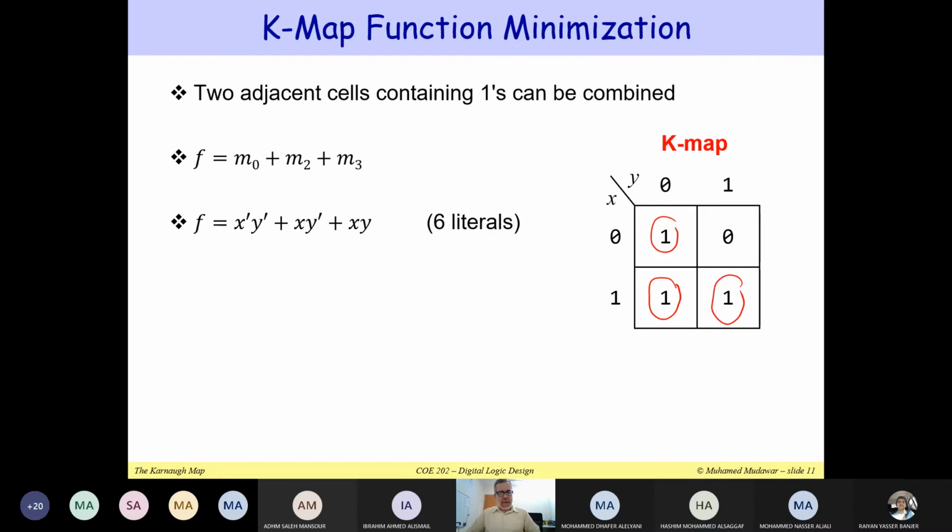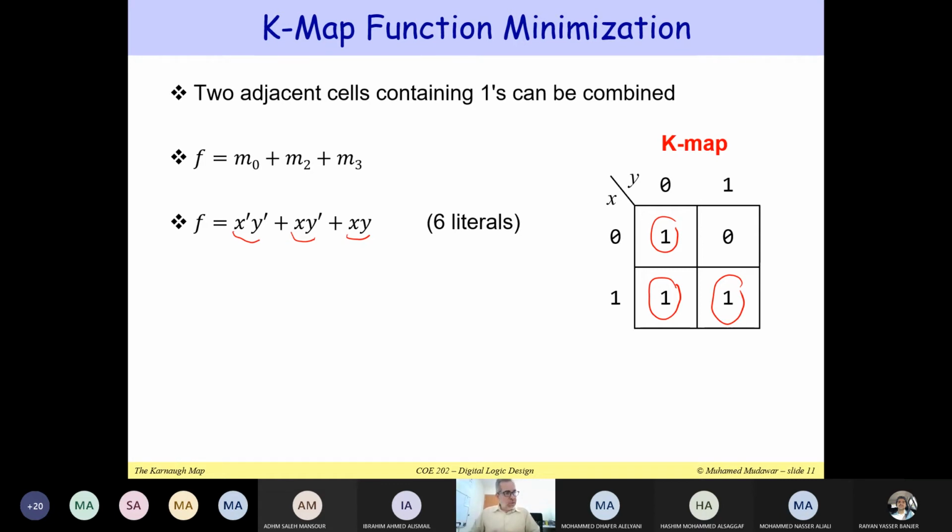Now we can always write the expression as a sum of minterms. This will be the canonical form. So for 0, 0, we get x prime y prime. Minterm 2 will be x y prime. And minterm 3 will be xy. So this will be 6 literals, and it is not minimal.